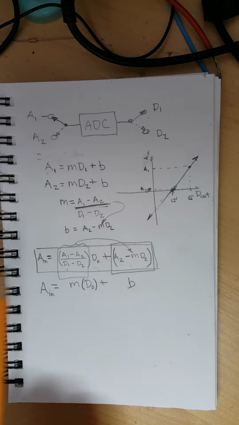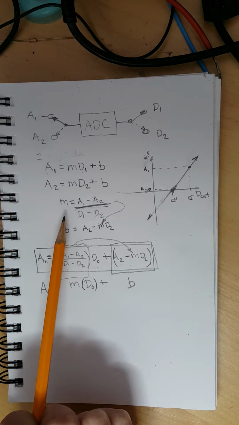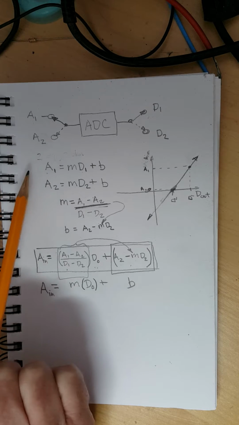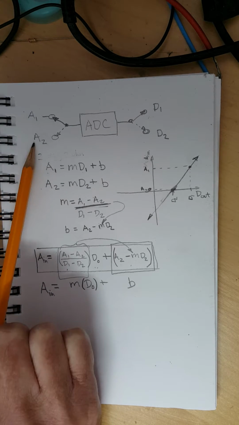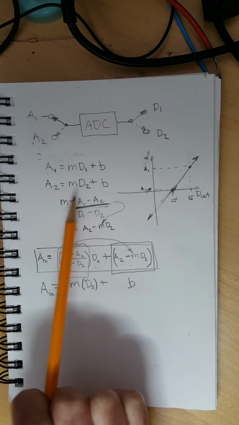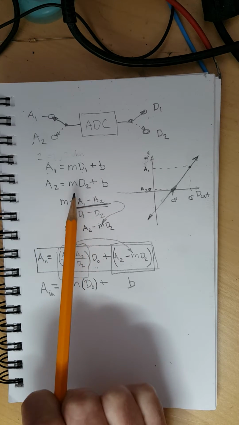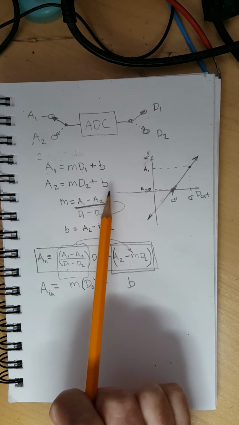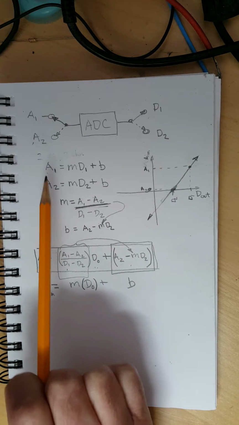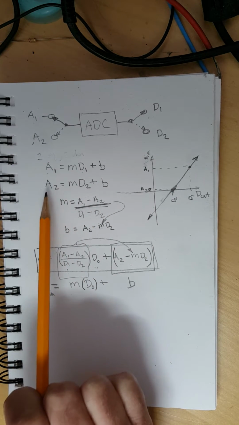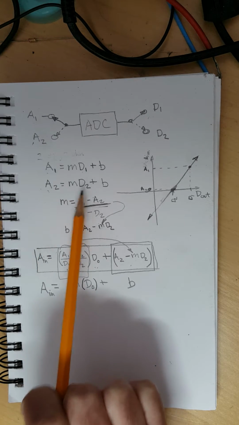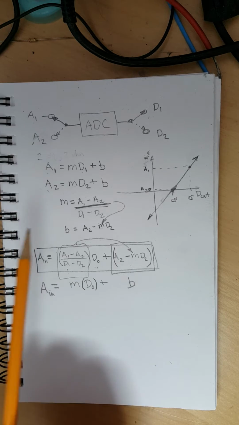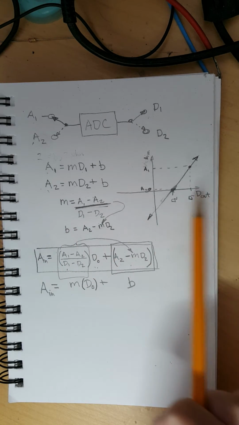So from that, we can get the slope. Like I said, this equation corresponds to this, and this equation corresponds to this. And we have the slope times X, or D in this case, plus any offset. So now we have 2 knowns, A and D, and 2 unknowns. So we can go ahead and solve it.